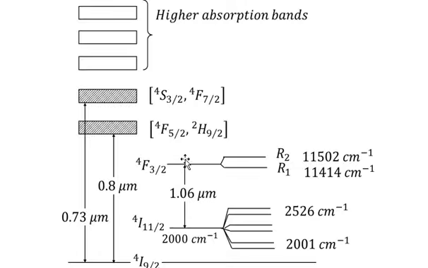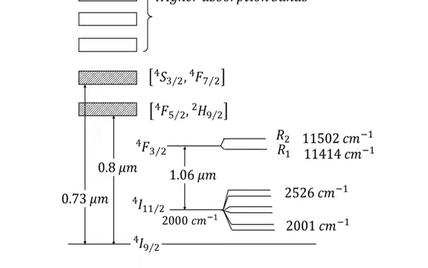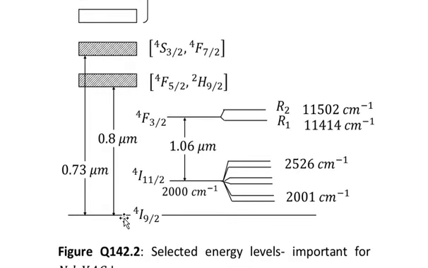And of course, from this level, the transitions can occur to 4I11 half and 4I9 half. So the transitions from 4F3 half can occur to the lower levels and will emit different wavelengths, which we shall be talking about in the subsequent paragraphs.